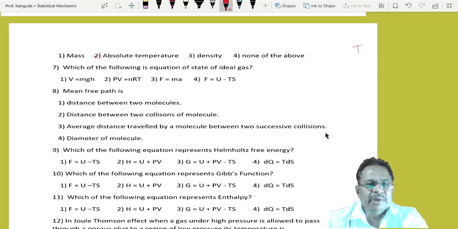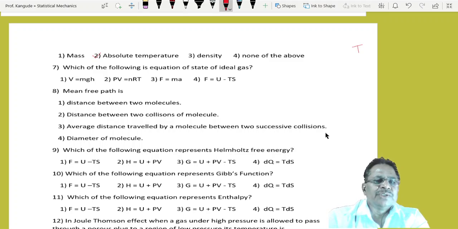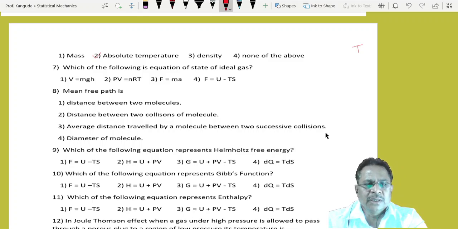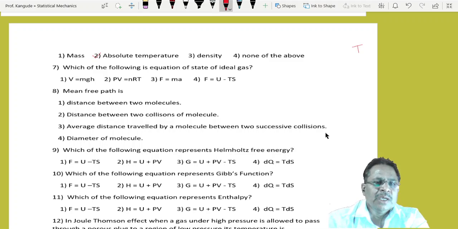Then question number 7, which of the following is the equation of state of an ideal gas? V is equal to mgh, this is the potential energy in classical mechanics. PV is equal to nRT, that can be one solution here. F is equal to ma is not at all related here, it is Newton's second law of motion. And F is equal to U minus TS, this is the Helmholtz free energy of a gas or thermodynamic system. So here the correct answer is PV is equal to nRT, that is the equation of state of an ideal gas.